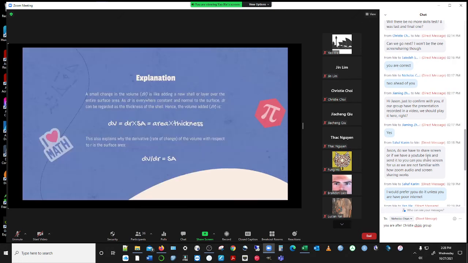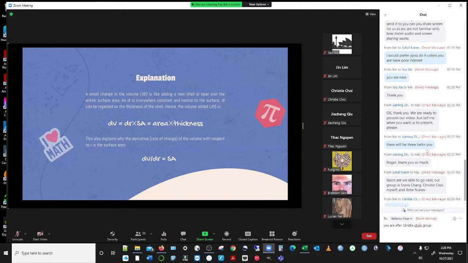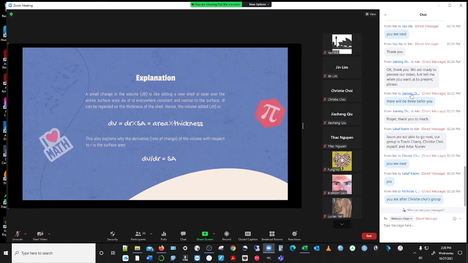A small increase in the volume dV is now like adding a new shell or layer over the entire surface. As dr is everywhere constant and normal to the surface, it can be regarded as the thickness of the shell. Hence, the volume added dV simply equals area times thickness. And this also explains why the derivative, or rate of change, of the volume with respect to r is the surface area.